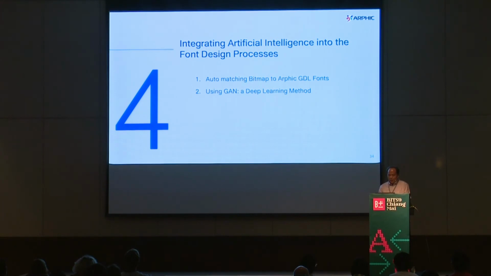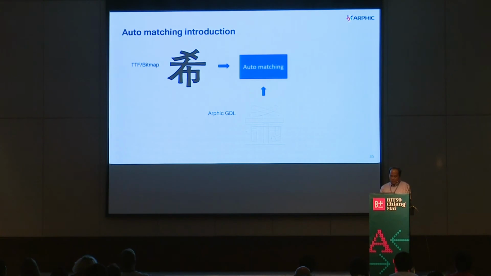Nowadays, the topic of artificial intelligence is prevailing. We want to introduce AI technology into Arphic's font making process to help designers, and we already saw the preliminary result. We use a decision tree-based algorithm and developed an intelligent program to help designers create fonts. We call it automation. So what can this program do? Let's look at some examples.